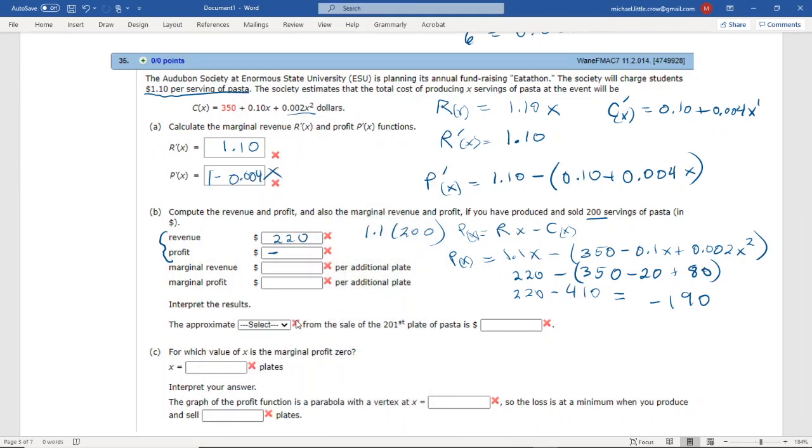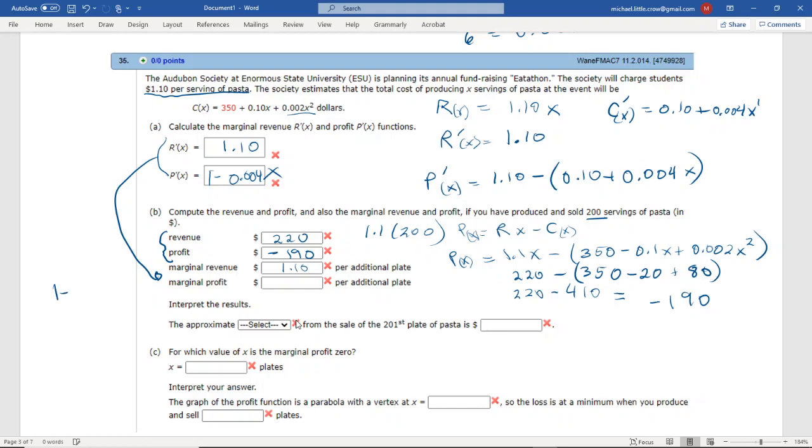So profit is negative 190. Now we want the marginal revenue per plate at 200. Again, the marginal revenue is 110. So we're back up here. We're going to use these to get these values. So there's no x value to plug in. It's just $1.10 per student. The marginal profit, we're going to plug in.